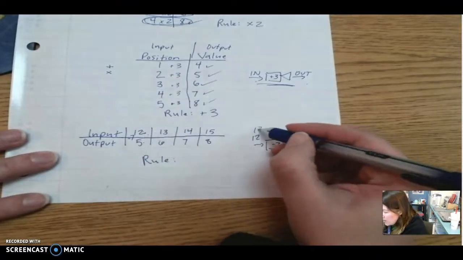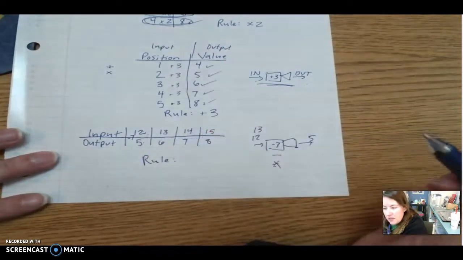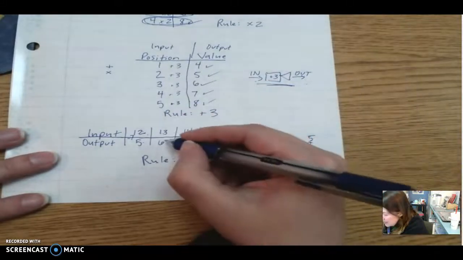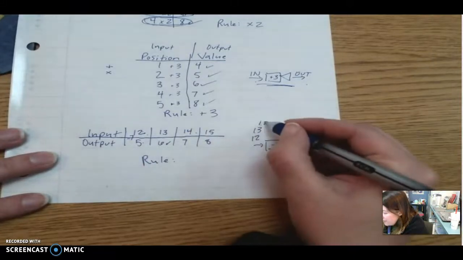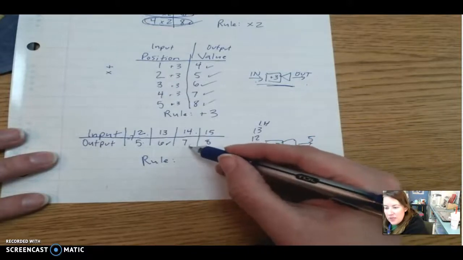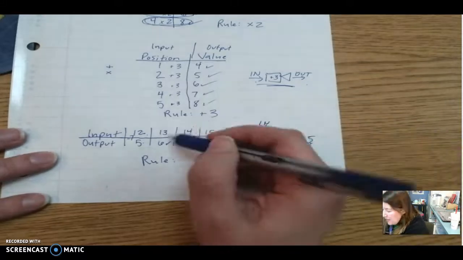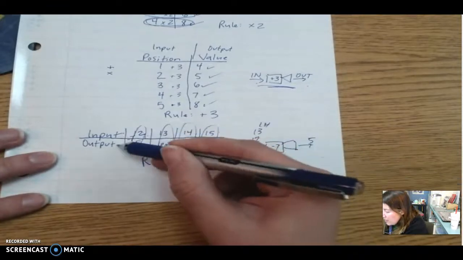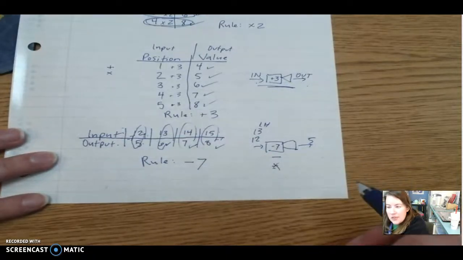Okay, what if I put a 13 in? 13 minus 7, does that equal 6? Check it out. So 13, 12, 11, 10, 9, 8, 7, 6. Yes, it does. How about 14? If I put a 14 in, my number machine minus 7. Does that equal 7? Yeah, 14 minus 7 is 7. 15 minus 7, yes, is 8. So in this case, we go from top to bottom, from input to output still. This rule is minusing 7 each time.